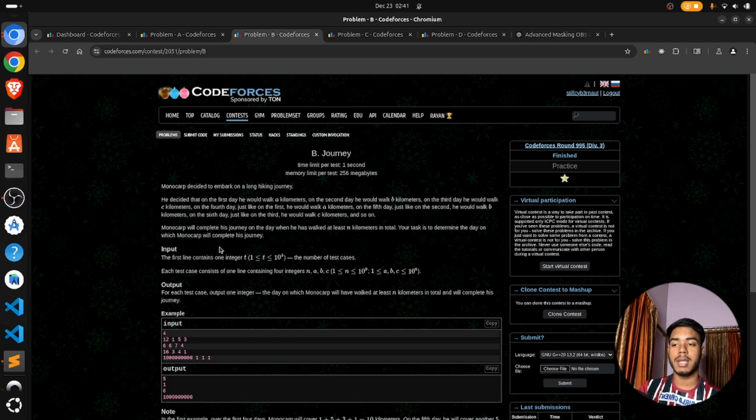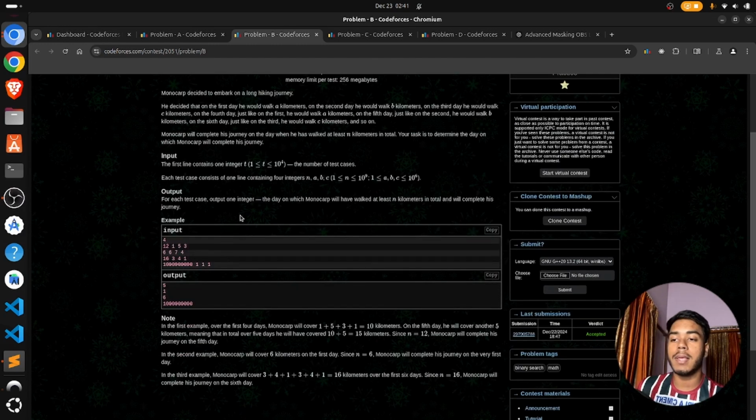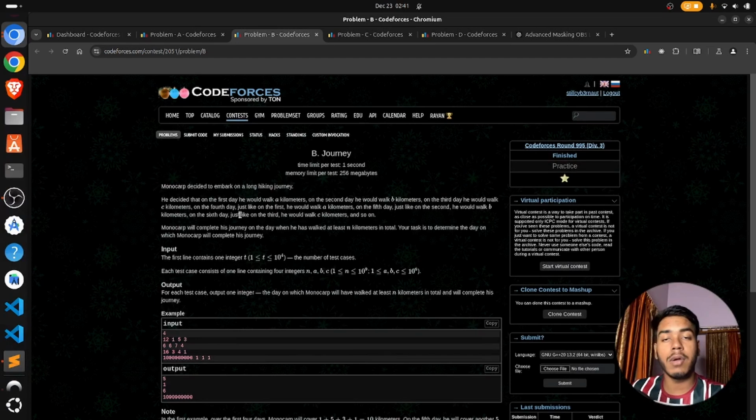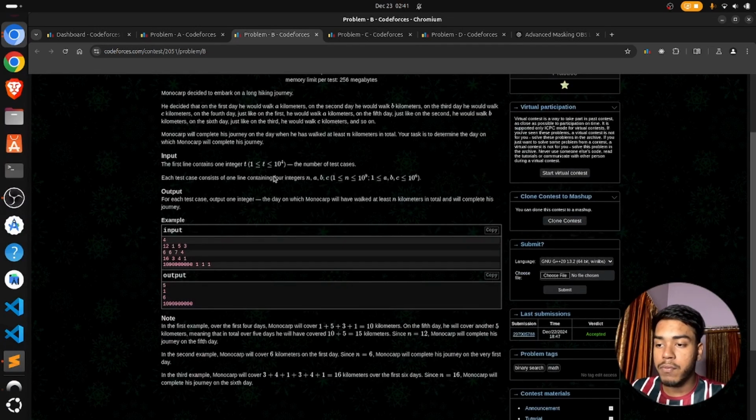I will try to explain with the example only. So what is told is, you will be given a distance n, and the input format is n, A, B, C. You have to cover that distance in a number of days, like ABC, ABC, ABC added together.